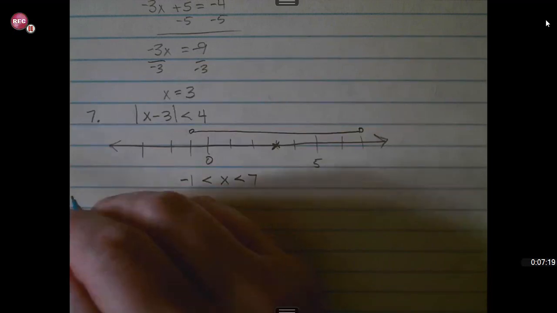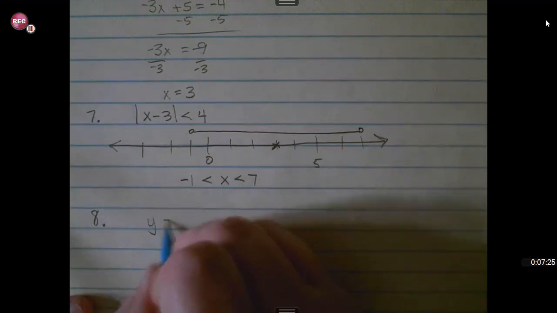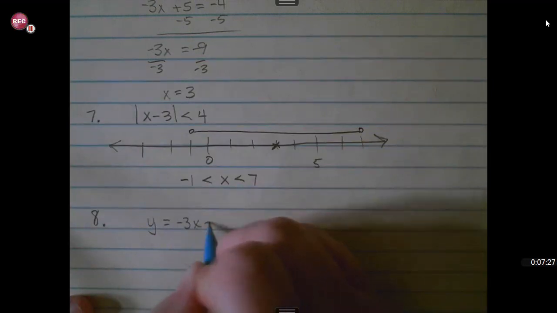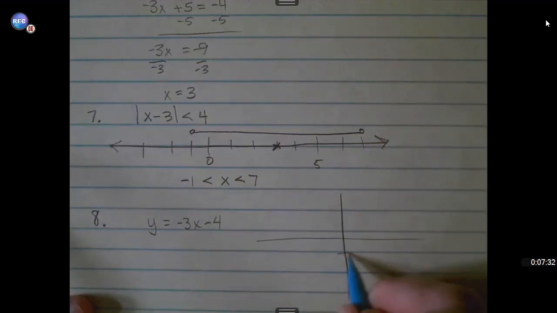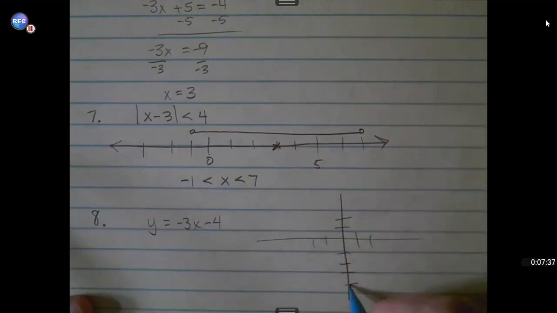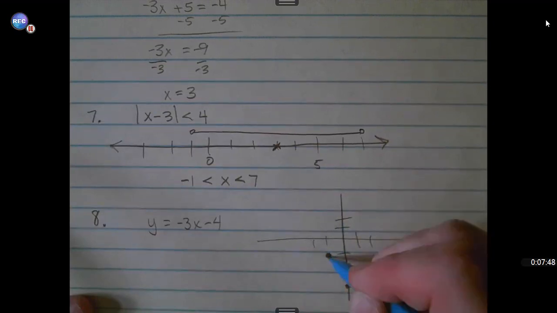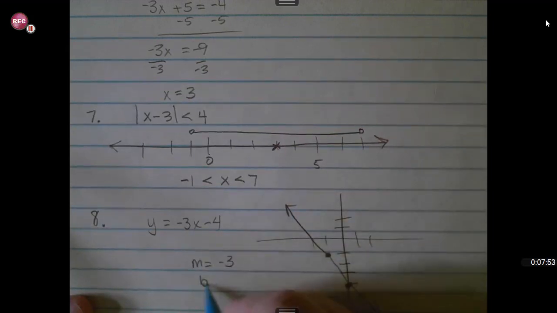Graph the linear equation and identify the slope and y-intercept. So y equals negative 3x minus 4. To graph that, the intercept is negative 4, and then the slope is negative 3, so I'm going to rise positive 3 and run negative 1. And graph that line, and then we're supposed to identify the slope. The slope is negative 3, and the y-intercept is negative 4.